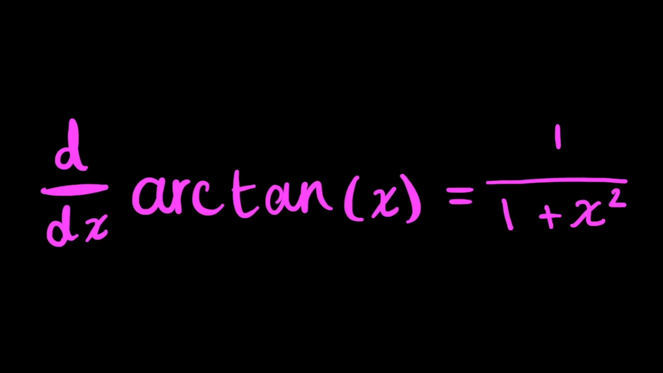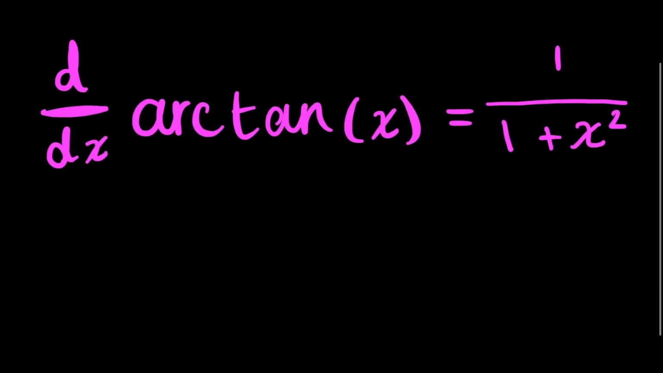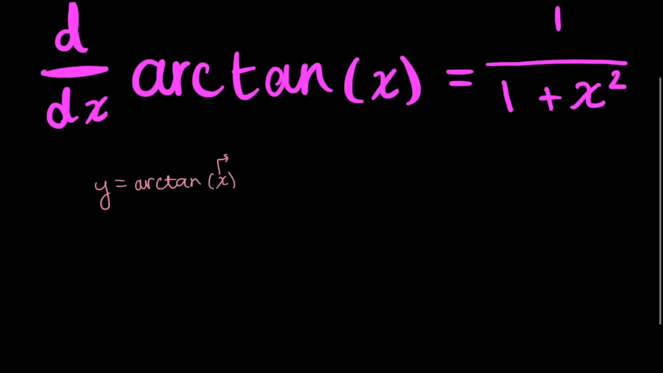Let's prove that the derivative of arctan of x is equal to 1 over 1 plus x squared. Let's say that y, our angle y, is equal to arctan of x, where x here is our function. We can rewrite this as x is equal to tangent of y. Let's make this into a triangle.